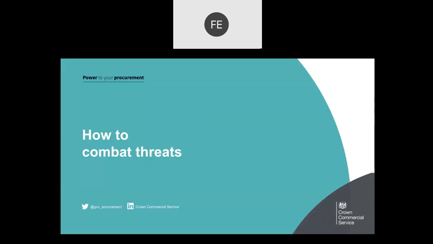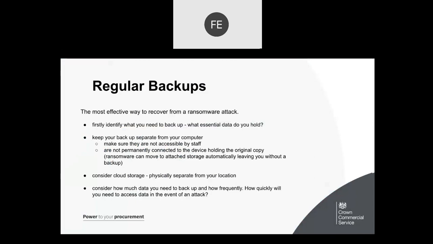So how to combat threats? So there's regular backup. So a backup is a copy of the system or network's data for file restoration or archival purposes. Backups are an essential part of a continuity of operations plans as they allow for data protection and recovery. So firstly, you should identify what you need to back up. So what essential data do you hold?